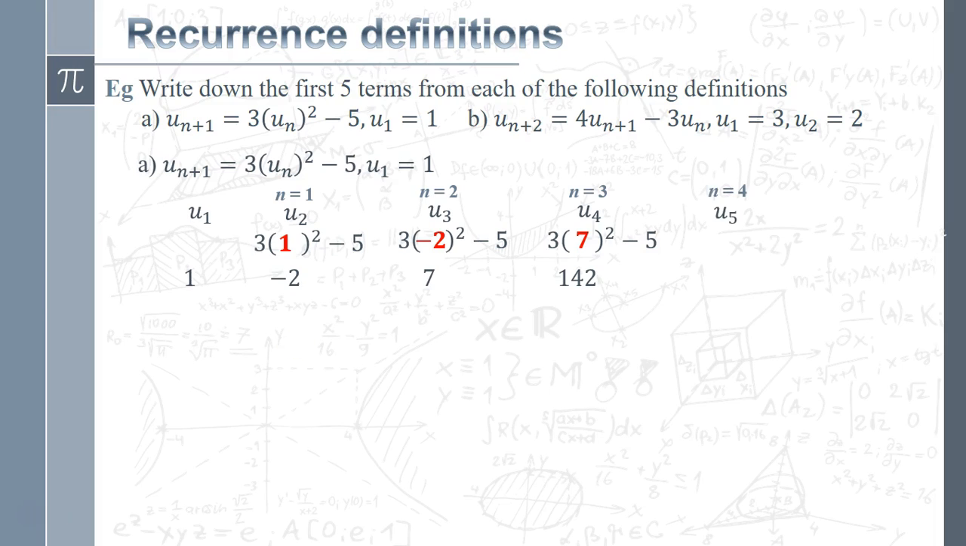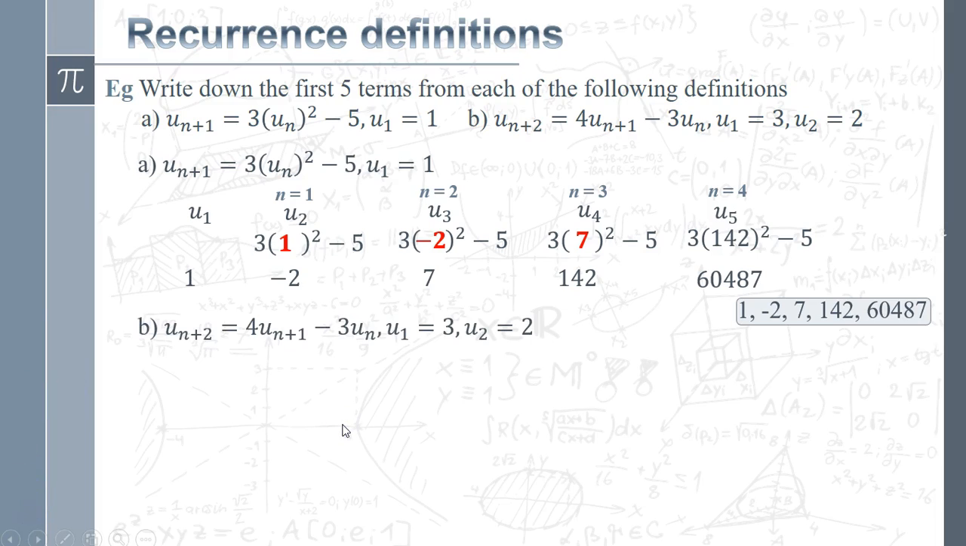Okay, and then the final one, n is worth 4. So we're doing u5. And that's going to be 3 times the previous term. So 3 times 142 squared. Take off the 5. And there we've got 60,487. And there you go, there's the first 5 terms in our sequence. And moving swiftly on to part B.